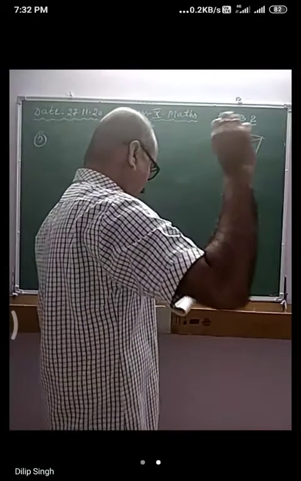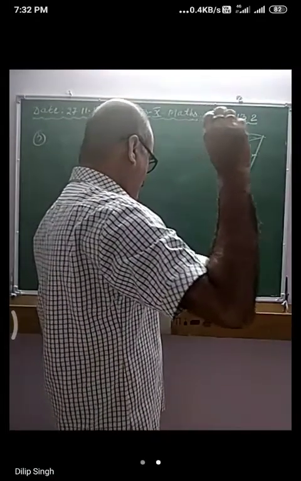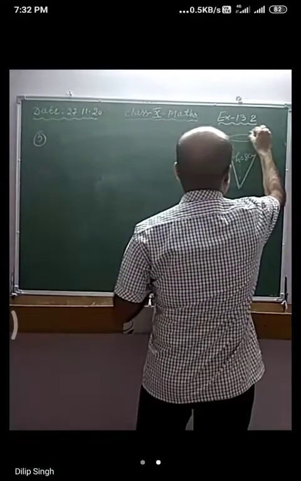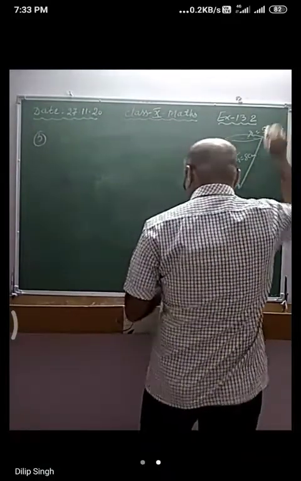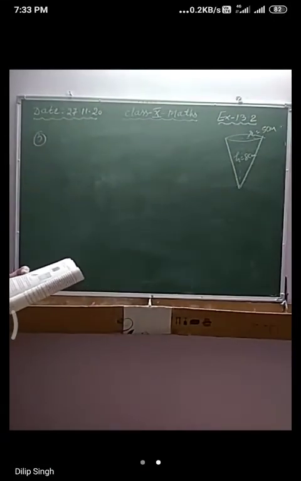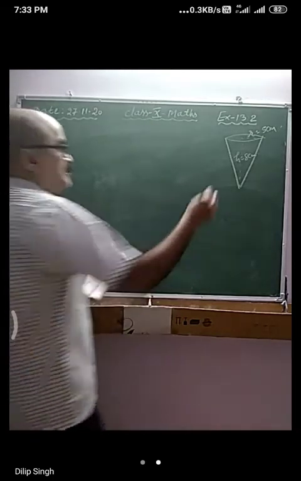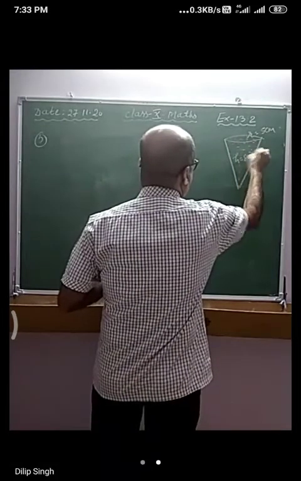And the radius of the top, which is open, is 5 centimeter. So the radius of the top is 5 centimeter given, and it is filled with water up to the brim. इसमें पूरा पानी भरा हुआ, brim means एकदम top तक पानी. Water is filled here.